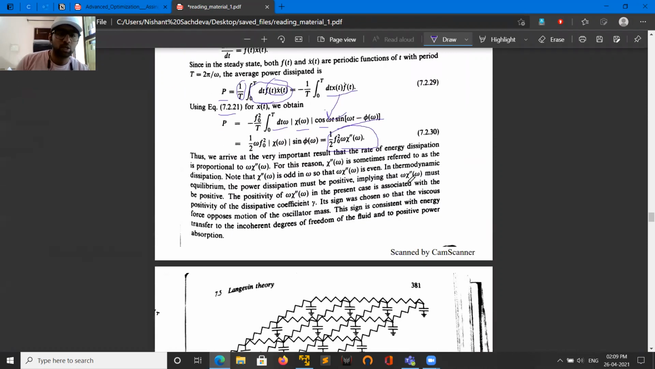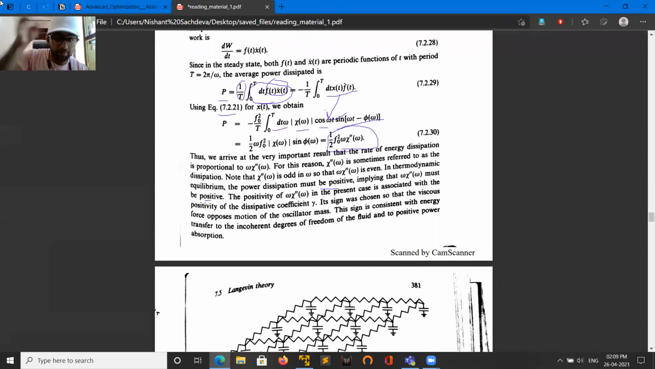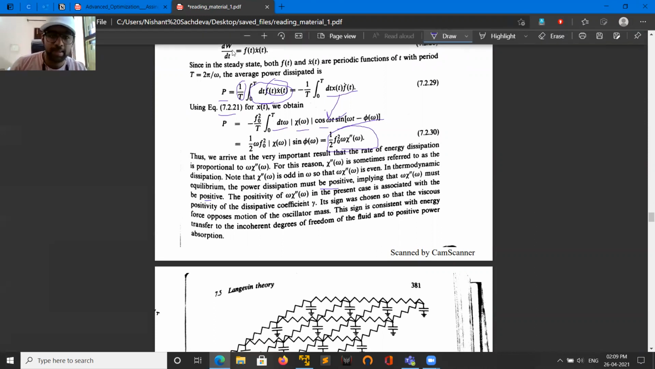So in thermodynamic equilibrium, the power dissipation must be positive always, implying that omega chi double dash of omega must be positive. They can't both be negative; even then it will basically just be positive. So the positivity of omega chi double dash of omega in the present case is associated with the positivity of the dissipative coefficient gamma. Dissipative coefficient gamma, take note.